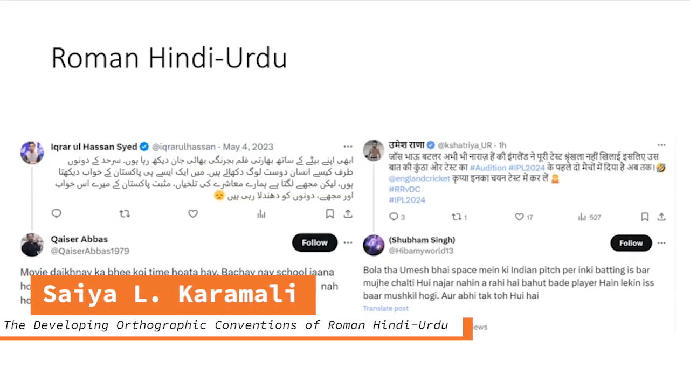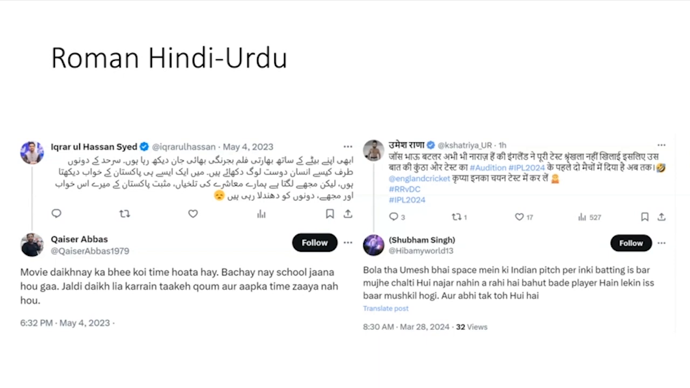All right. Here are some tweets. We can see in the top left, we have a tweet in Urdu, in the Urdu script, which is a Perso-Arabic script. And on the top right, we have a tweet in Hindi using the Devanagari script. And in both cases, we have replies written in the same language, but in the Roman script or the Latin script. This writing of Hindi-Urdu in the Latin script has gotten much more popular over the last several decades.